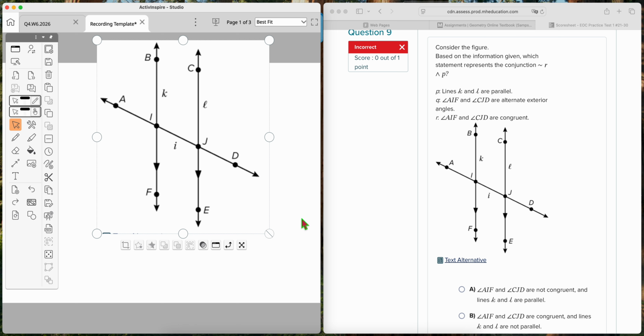Consider the figure. Based on the information given, which statement represents the conjunction tilde R and P? Okay, wow, there's a lot going on here.